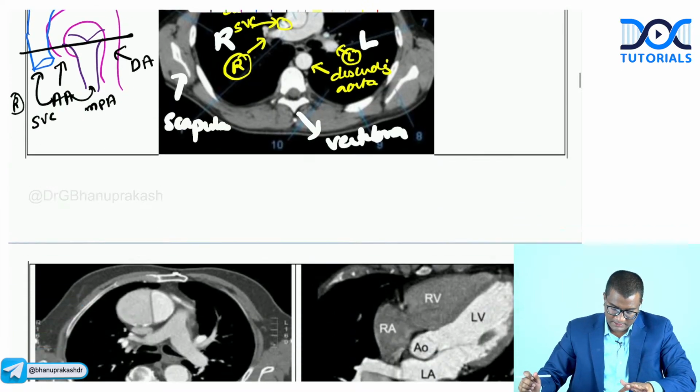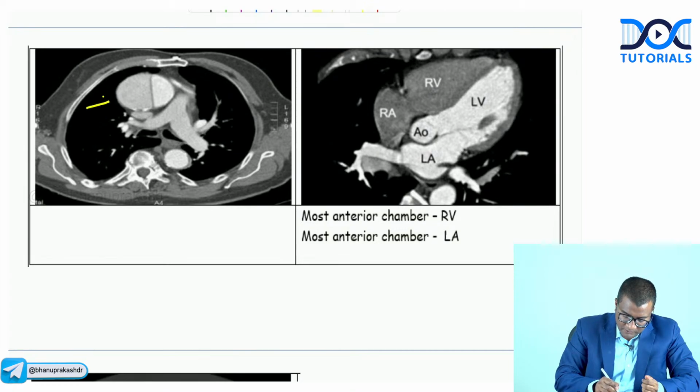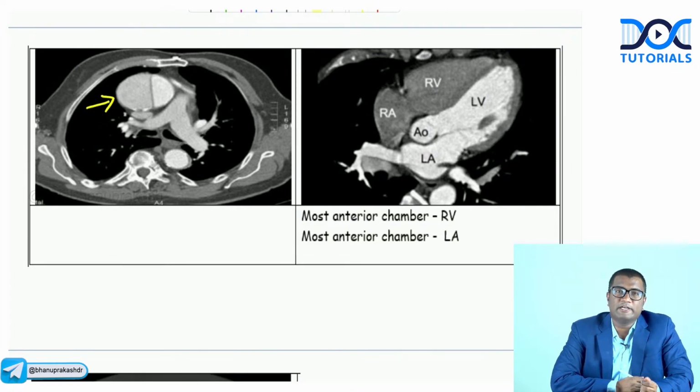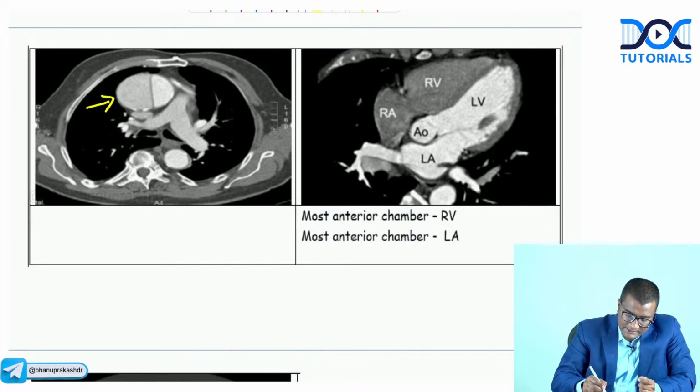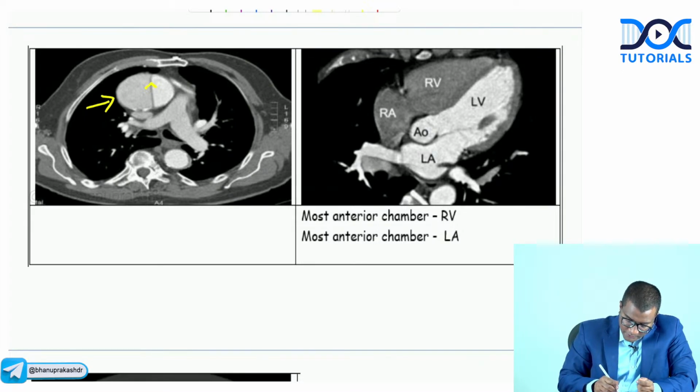Okay. Look at this image now. If you have understood the anatomy, you should be able to tell what is the problem here. Which artery is involved here? This is the ascending aorta that is involved. And you can see here, this is the double lumen with intimal flap. This is an ascending aortic dissection. What you're seeing here is an ascending aortic dissection.